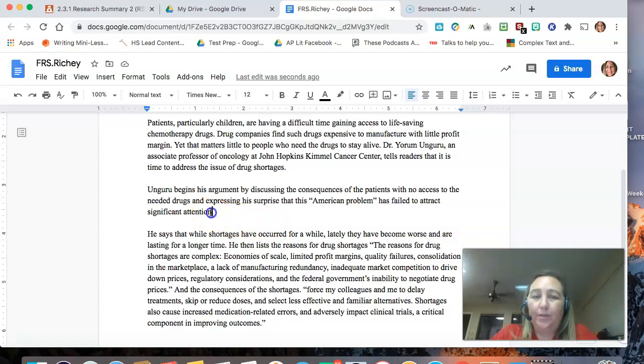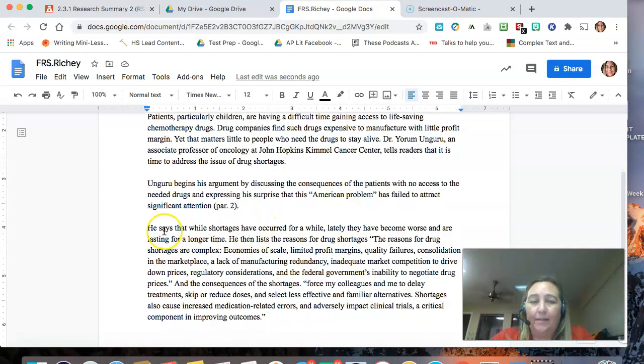I need to attribute this though. He says that in paragraph 2. Okay, I don't need to say his last name because I've already said it in this sentence. We already know he's the one speaking. So let's look at my next.